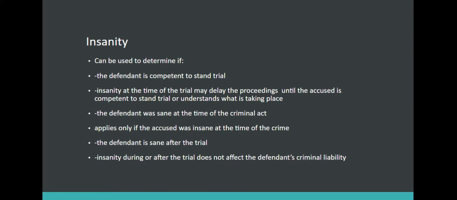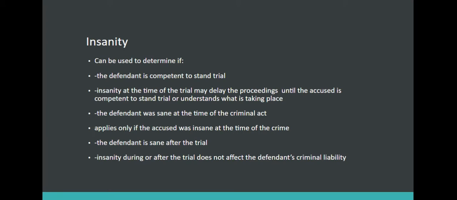Number one, is the defendant even competent to stand trial? We may not have a trial to begin with. Number two, the insanity at the time of the trial may delay proceedings until the accused is competent to stand trial and understands what is taking place, okay?